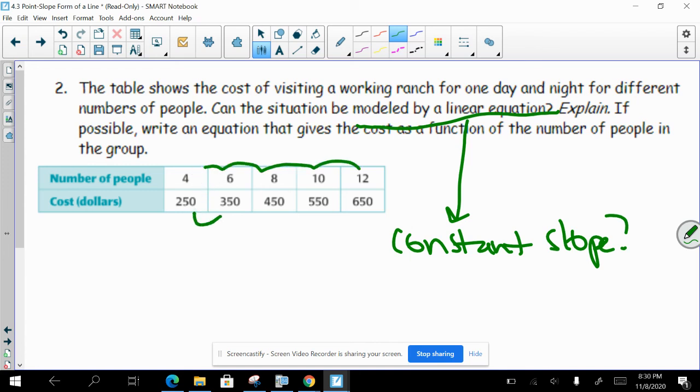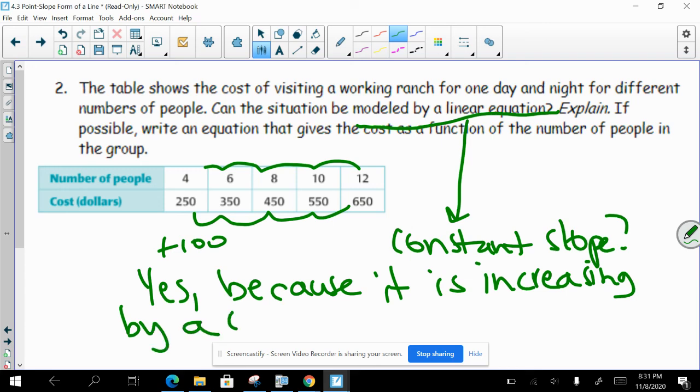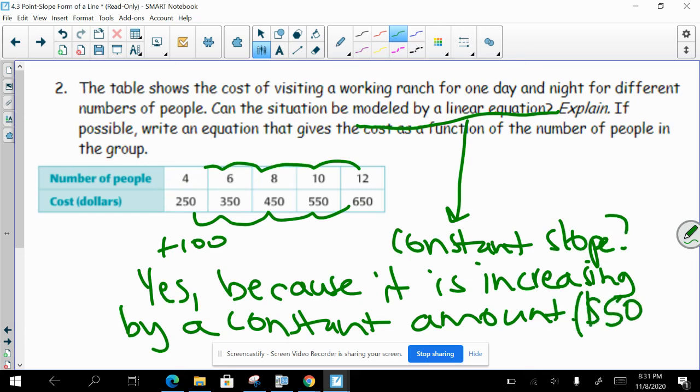So are we increasing here the same? So you're going up by 100, up by 100, up by 100, up by 100. So this would be yes. And then you could say because it is increasing by a constant amount, which would be 100 per 2 people or 50 per person.